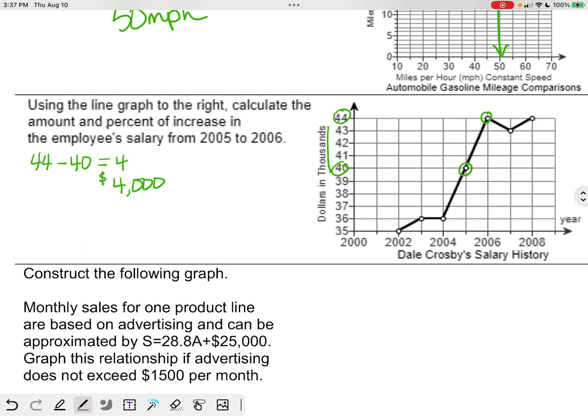Then we need to actually calculate the percent. So to calculate the percentage, you take that difference and divide it by your original. And that's going to be equal to 0.1 as a percentage. That's 10%.